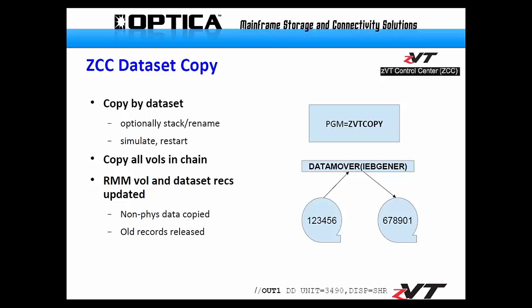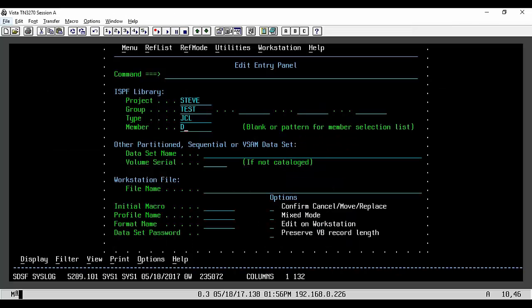We can also do copying by dataset. We're a little short on time, so I won't go into the dataset level copy in great detail. But it's very similar. We can just specify a group of data sets, and we can specify volumes, and we'll copy all of the volumes in the chain. Now, in this case, we actually have to do updates on the volume level and on the data set level, and so we actually copy to a new volume.